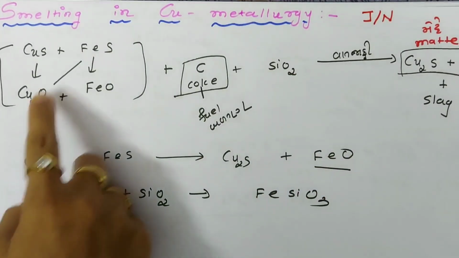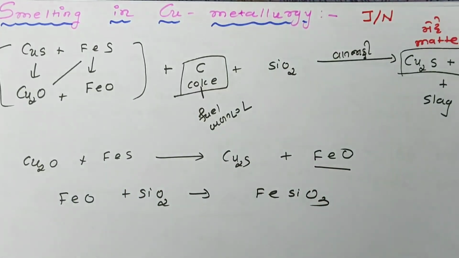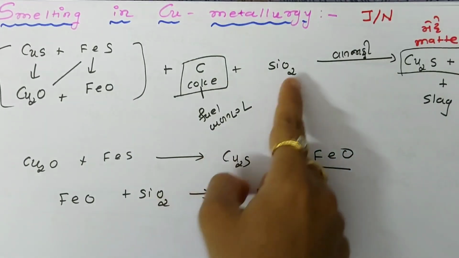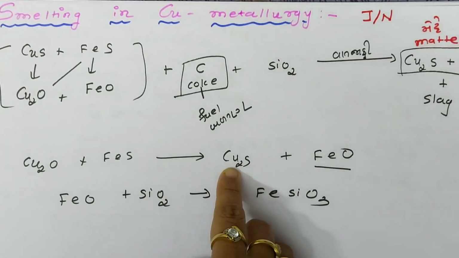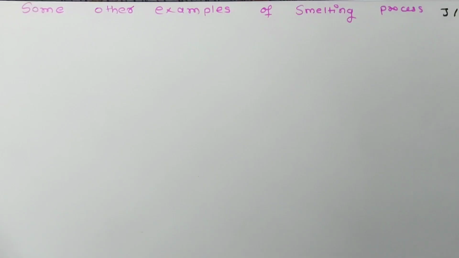Afterwards, this Cu2O reacts with FeS and there is formation of Cu2S plus FeO. So now your whole substance is converted into this mixture. Now you don't require FeO. So by adding this flux, FeO can be converted into iron silicate, that is FeSiO3, and you can easily remove this slag. Now you have only Cu2S. So with the self-reduction process, you can remove this impurity. Okay, that we will discuss in detail.